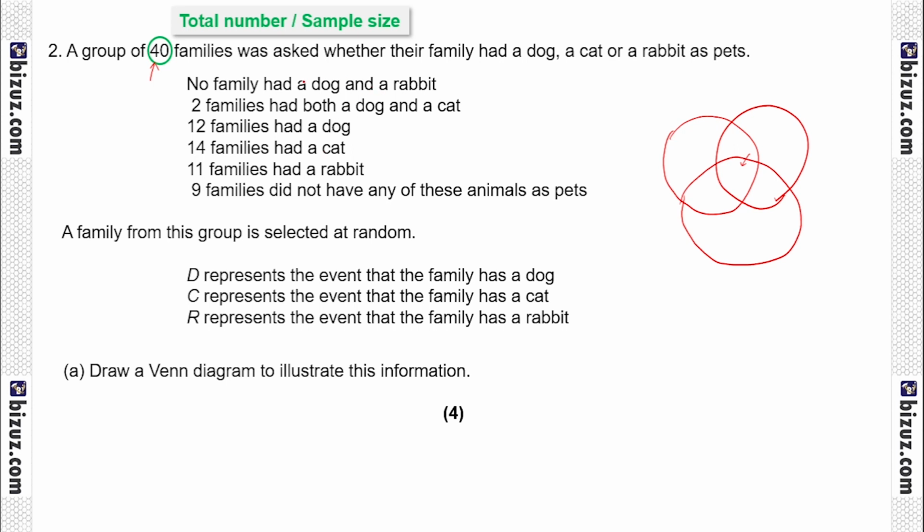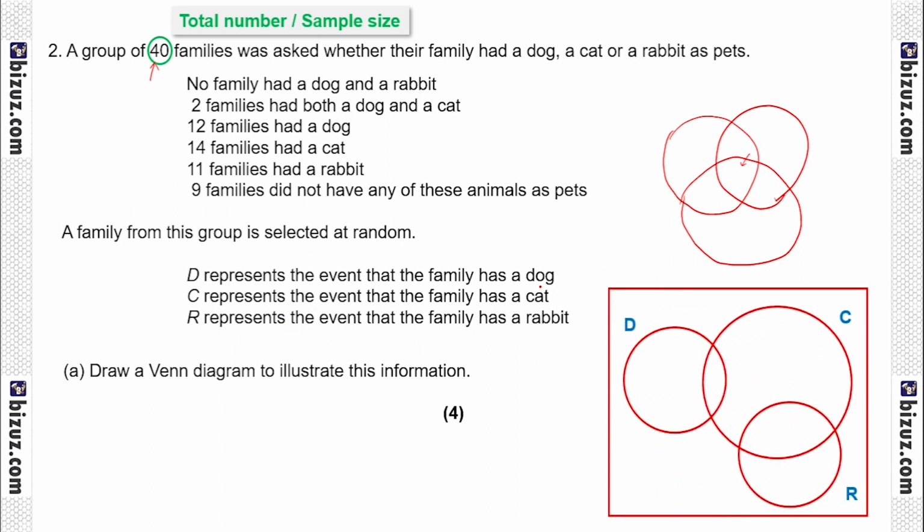However, here no family had a dog and a rabbit, so they're saying that the sets for D and R will not overlap. So this is how the diagram will look in our situation. So D can intersect with C, C intersects with R, but D and R do not overlap. All right, so next we have 2 families had both a dog and a cat. So D intersection C, so that's 2 right here.